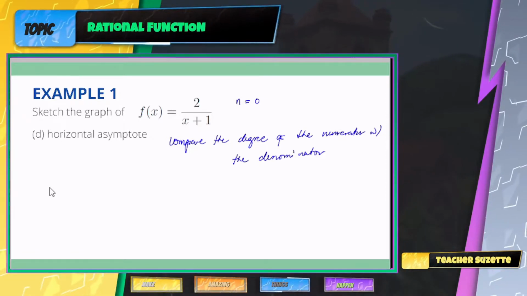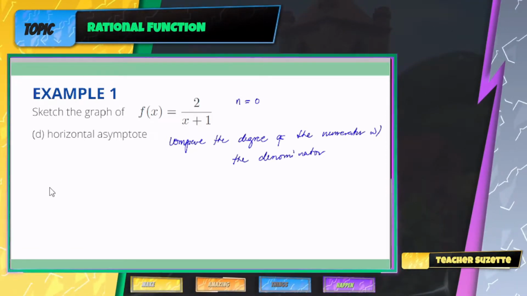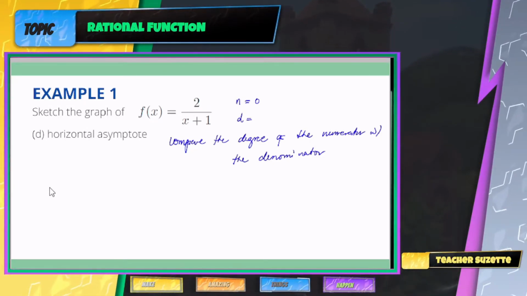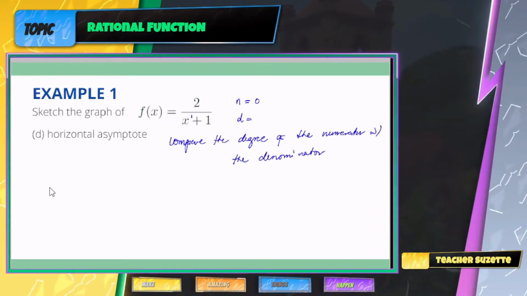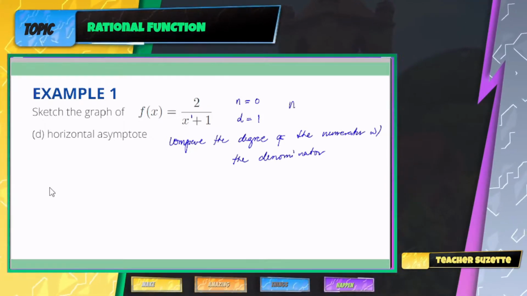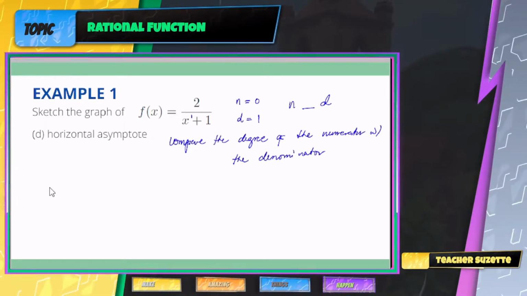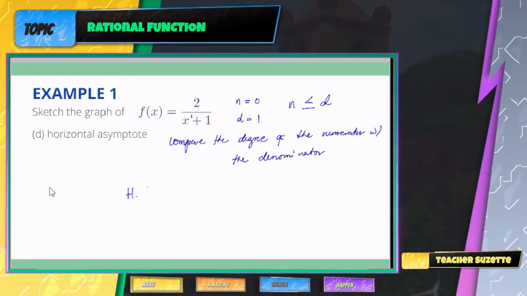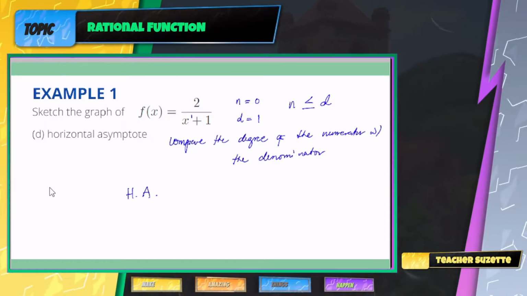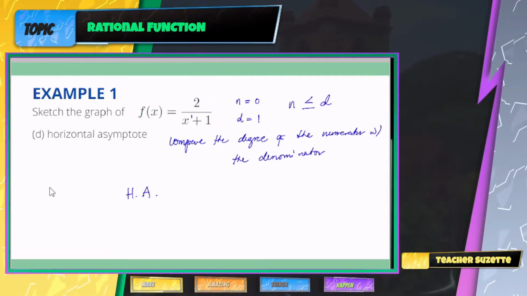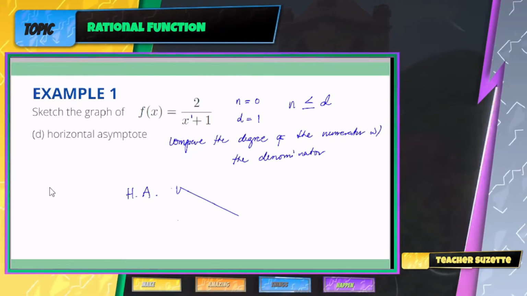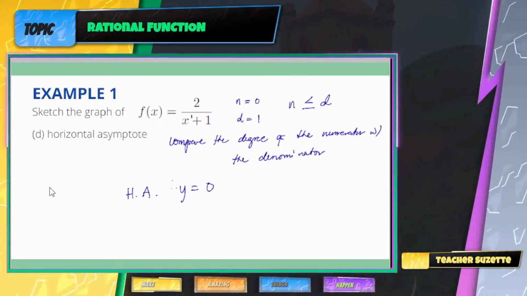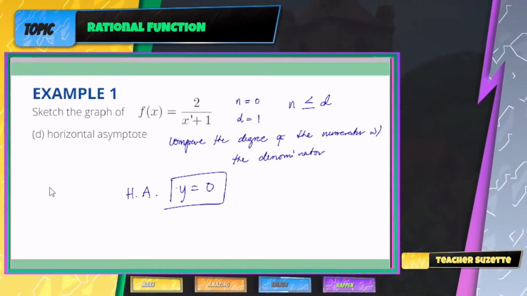So, ang exponent or ang degree ng ating 2 na numerator is 0. And then, dito sa ating denominator, madali lang kasi ang degree ng ating x is 1. And when you compare our numerator with our denominator, obviously, our numerator is less than our denominator. Therefore, ano daw sabi? Pag less than ang iyong numerator kaysa sa denominator, your horizontal asymptote will be y equal to 0. Ayan. Y equal to 0 daw po.